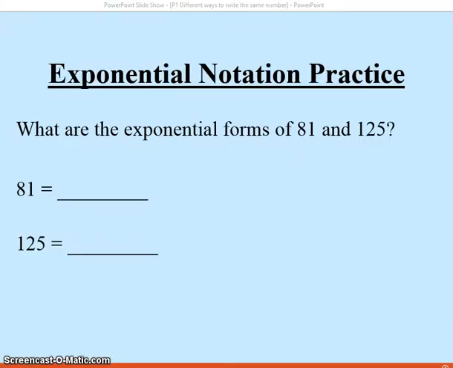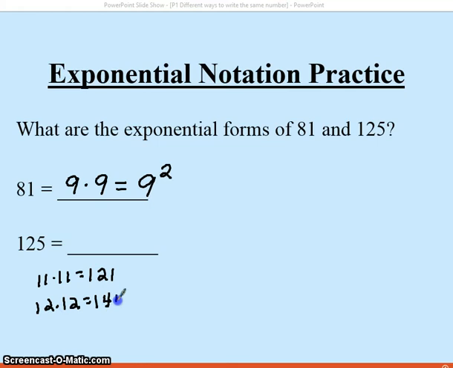What are the exponential forms of 81 and 125? 81, I know that 81 is the same as 9 times 9. So 81 is the same as 9 squared. 125, however, I know that 11 times 11 is 121, and I know that 12 times 12 is 144. 125 is somewhere in the middle. So maybe its exponent is not a square.